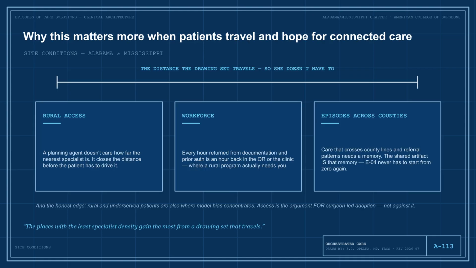This approach is vital where patients travel for care and hope for connection. Our planning agents help close the distance for rural patients, return hours of documentation time to the clinic, and provide a shared memory across county lines. Access is the strongest argument for surgeon-led adoption, ensuring the best care reaches those who need it most.